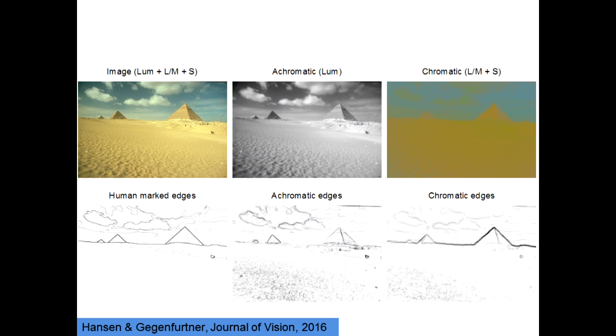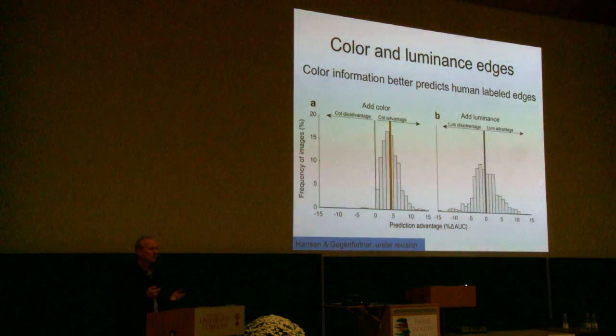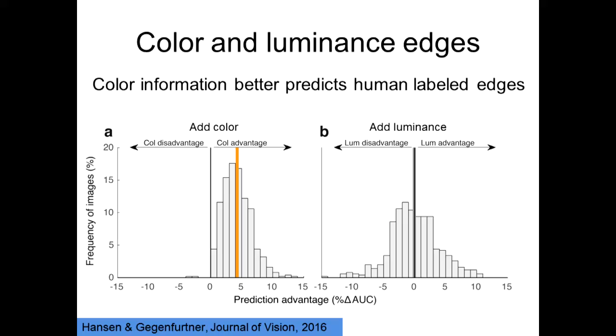And then we compared luminance only to color only and to color and luminance. The interesting thing that we found was that if you have luminance edges and you add color information, that leads to an improvement in more than 95% of all the images. That is, people get better if you add color. If you take the color information and you add luminance, there's basically no improvement.